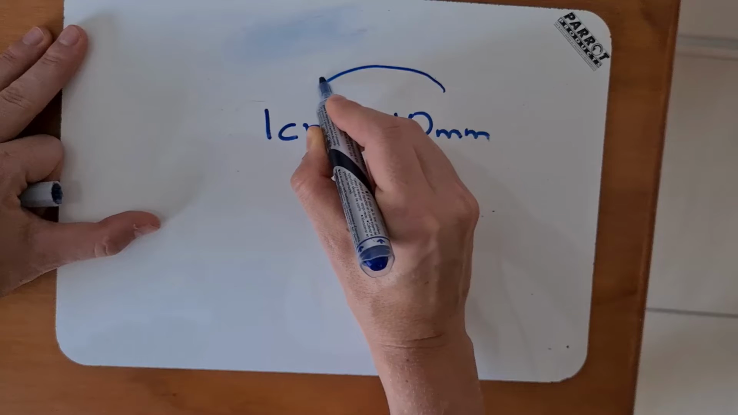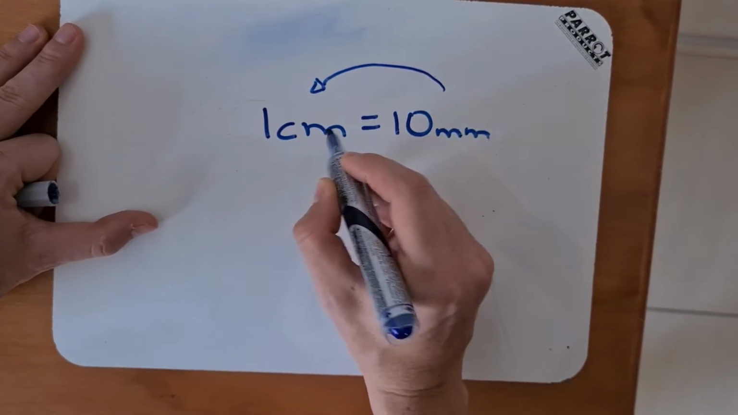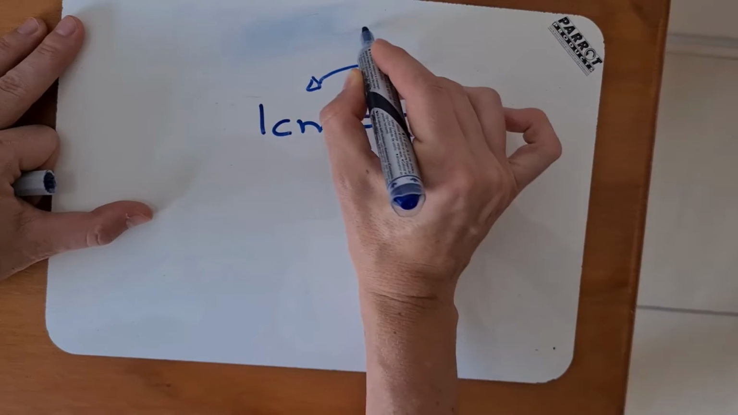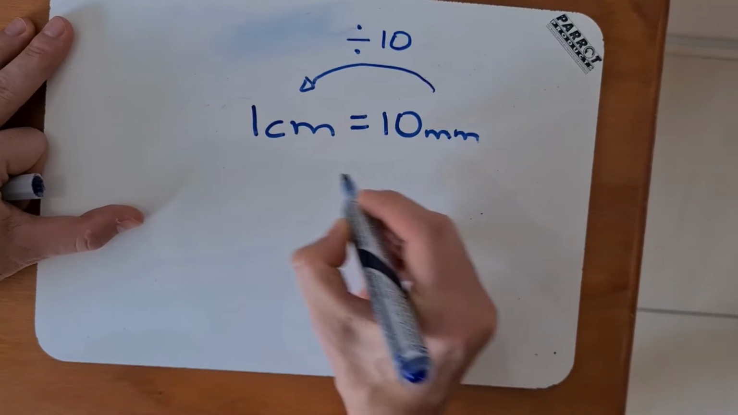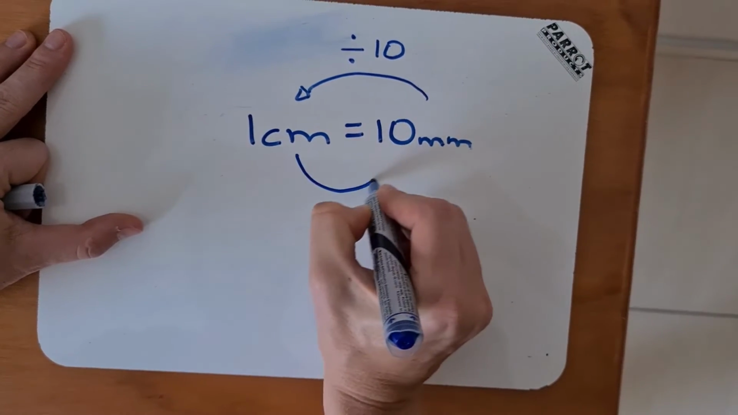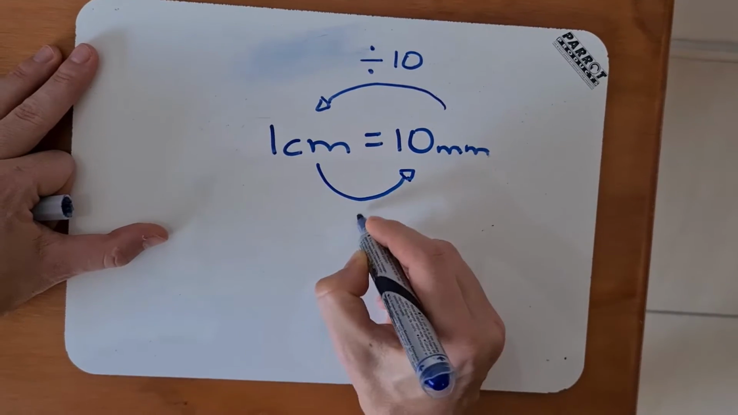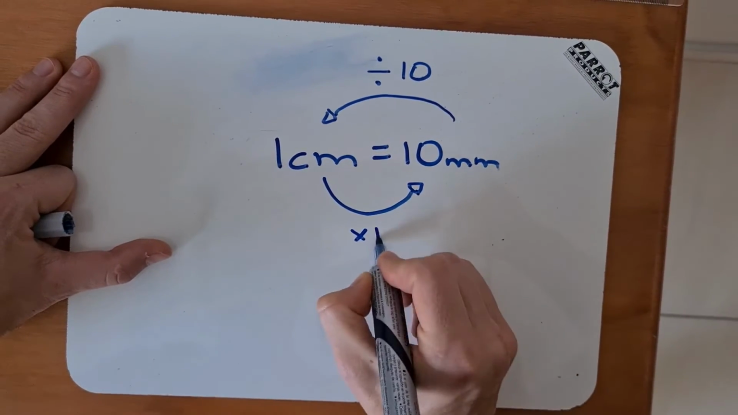So if I wanted to take it from millimeters to centimeters, I would have to divide it. And there's 10, so we're going to say divide by 10. And if I wanted to go from centimeters to millimeters, I'm going to need to times it. And it'll be by 10.